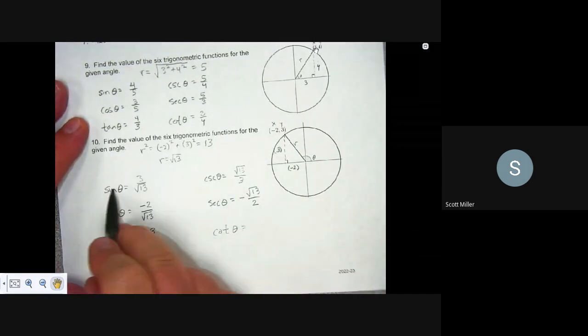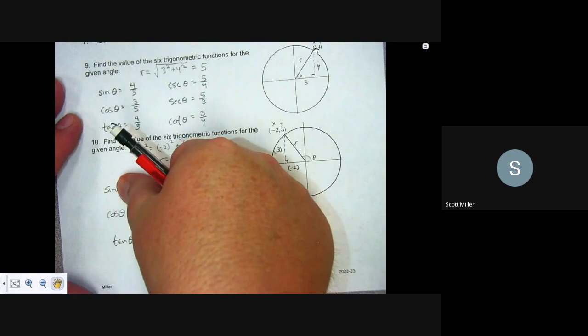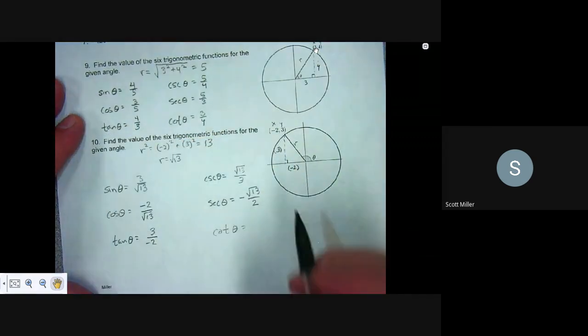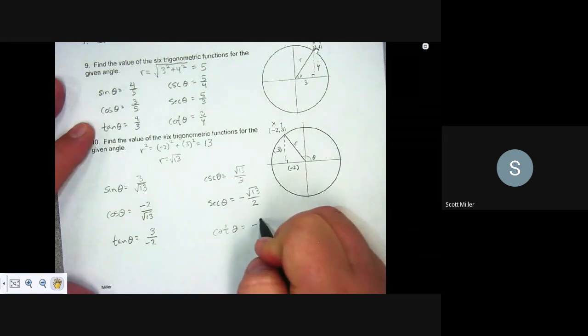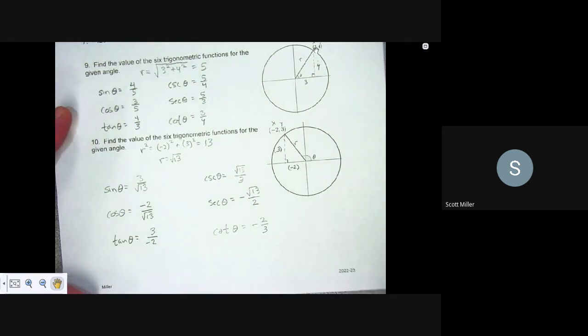When you write the trig ratios, make sure you have the trig name and then the angle. There must be an angle. If you don't put the angle, it's considered wrong. If I just have that, it's wrong. Okay, you got to have an angle sitting here, and that's how that works.